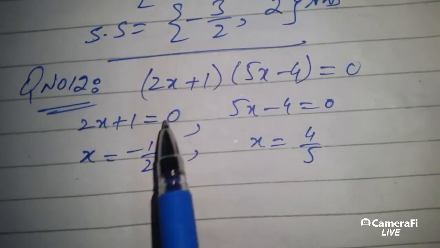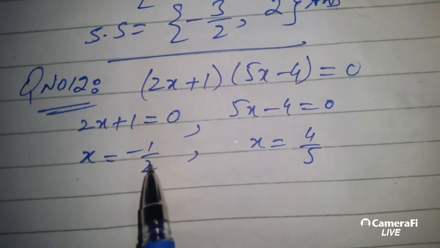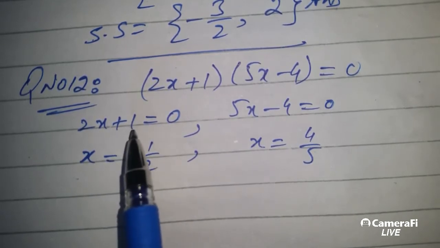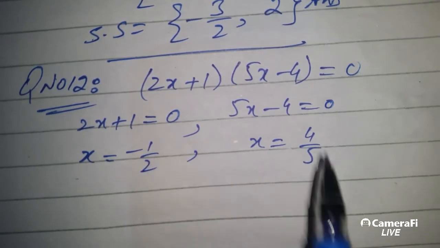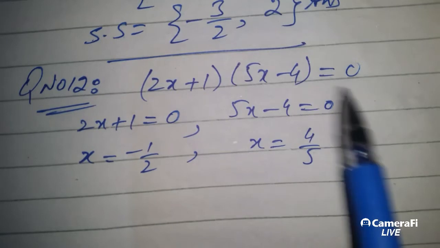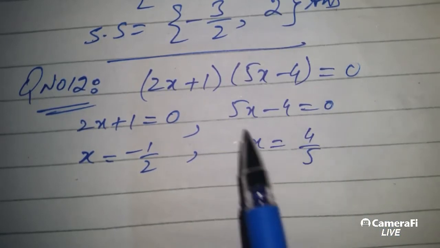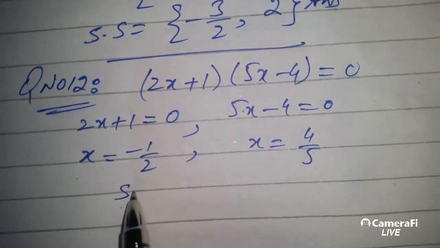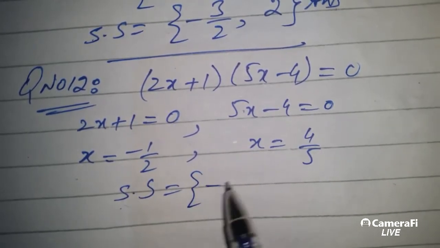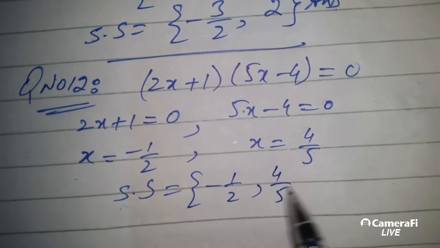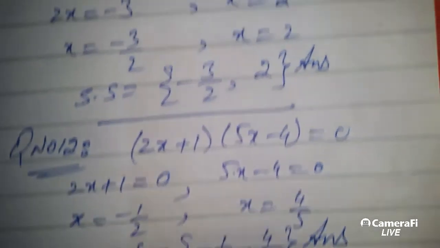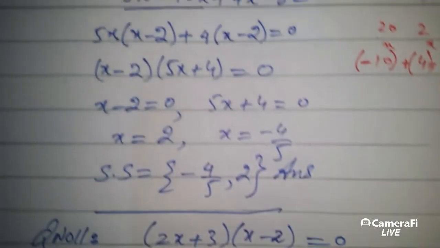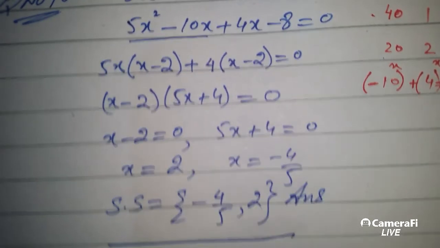Taking this to the other side, the sign changes from plus to negative, and 2 is divided. Again here, minus 4 goes to the other side and it becomes plus 4, and this 5 is multiplied here and it divides on the other side. So this is the answer to the problem. Let's move to the next question.